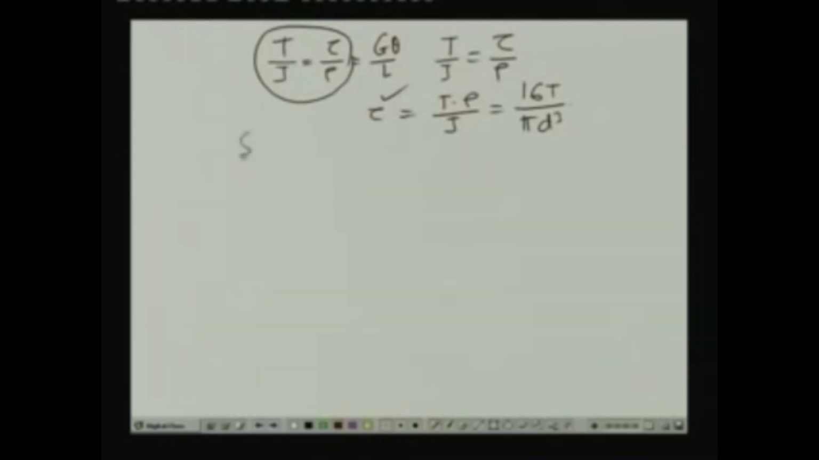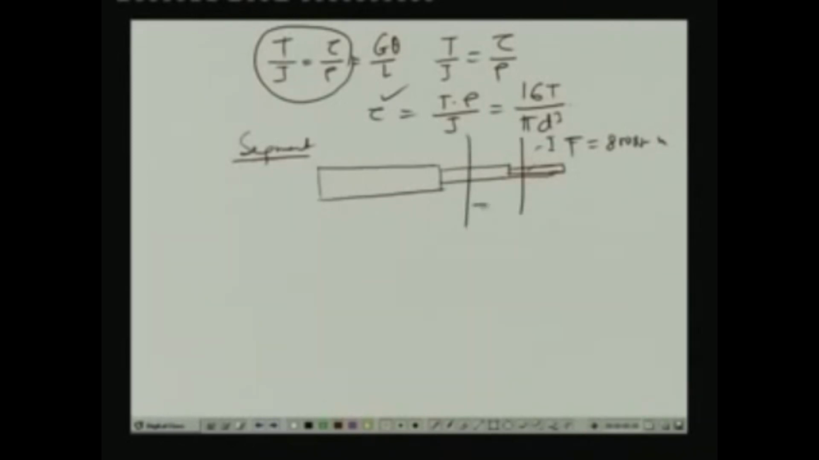For segment 1, we have the values of the twisting moment. If we look into that, the shaft is a stepped one. For segment 1, if we cut a section over here and take the free body diagram, then we will have a twisting moment of 800 Newton meter. For segment 2 we will have a twisting moment of 2800 Newton meter, and for segment 3 we will have 5800 Newton meter.